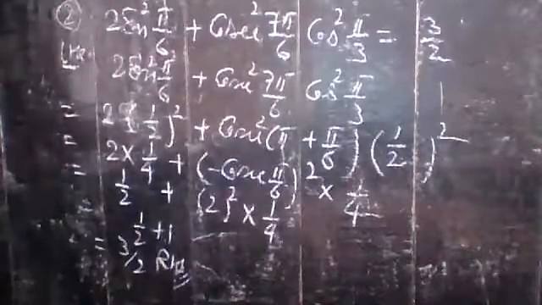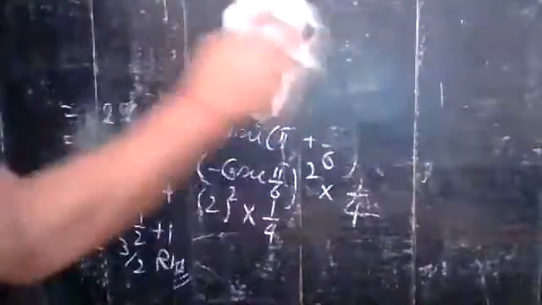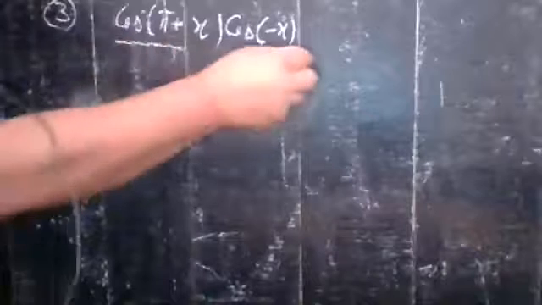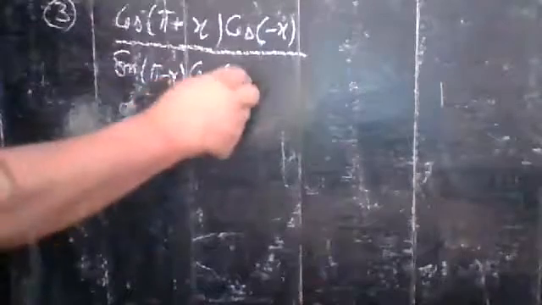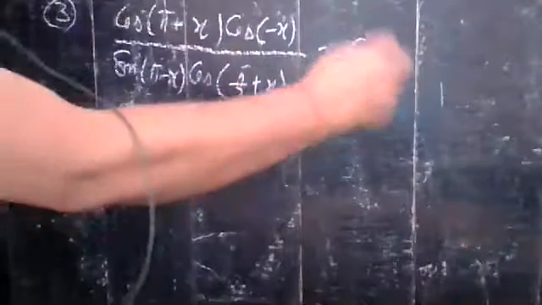Okay. In the same way, next question, third: cos pi plus x into cos minus x whole upon sin pi minus x cos pi by 2 plus x is equal to cot square x. You have to prove it.